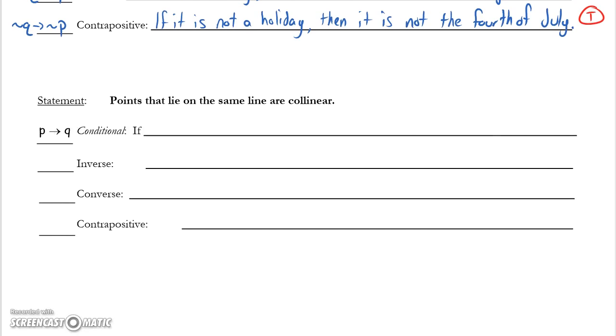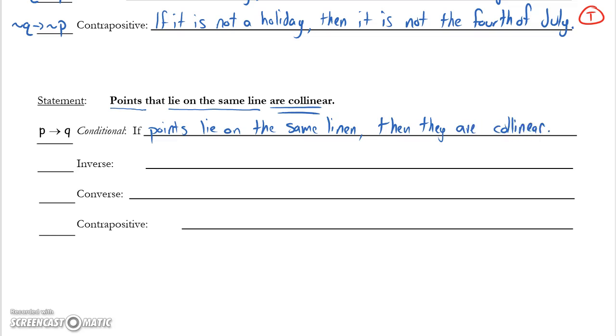Alright, I want you guys to get practice on your own. First, together we will rewrite this statement in conditional form, P then Q. Points that lie on the same line are collinear. So we can say that if points lie on the same line, then they are collinear. Is that true or false? Well, if points are on the same line, then they are collinear. Yeah, that is a true conditional.